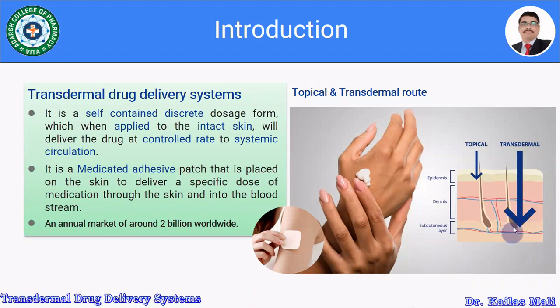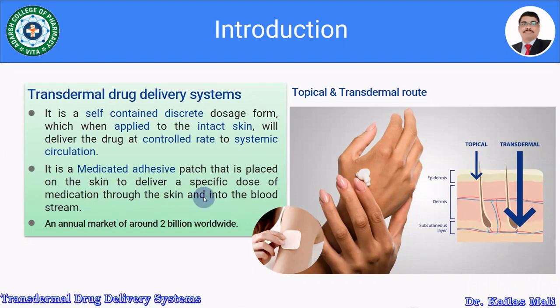So transdermal drug delivery system is a self-contained discrete dosage form which when applied to the intact skin will deliver the drug at a controlled rate to systemic circulation. That is known as the transdermal drug delivery system. So it is the medicated adhesive patch that is placed on the skin to deliver a specific dose of medication through the skin and into the bloodstream.